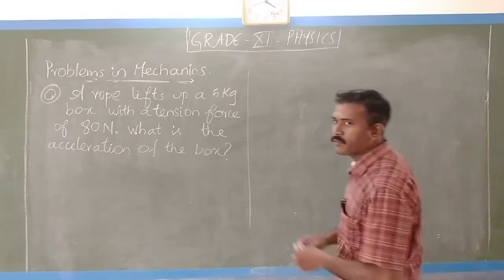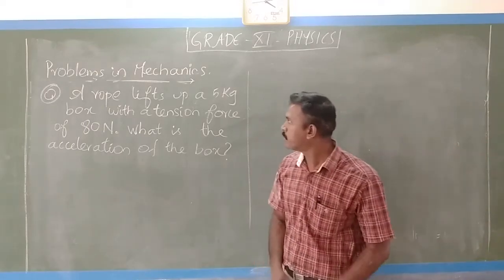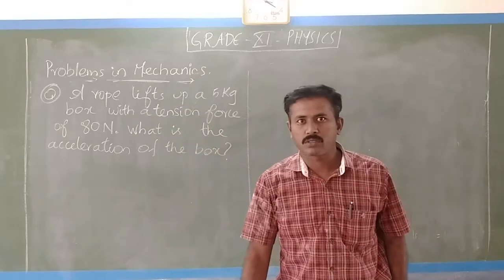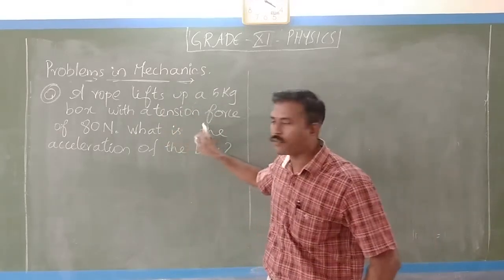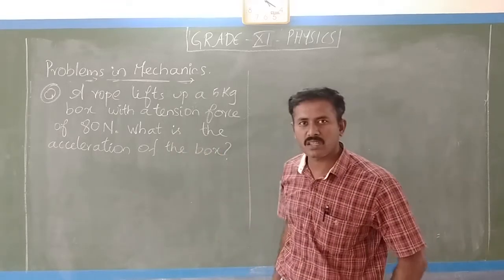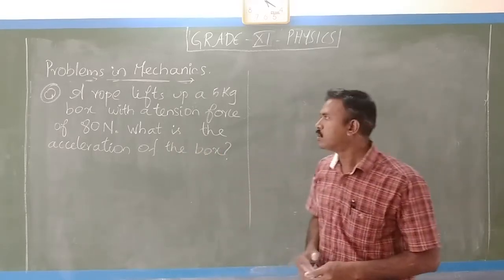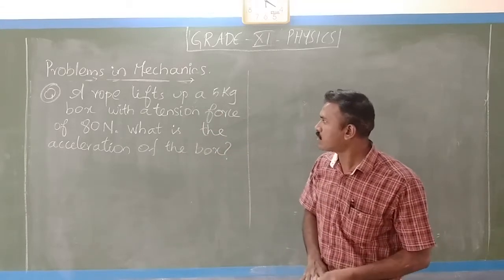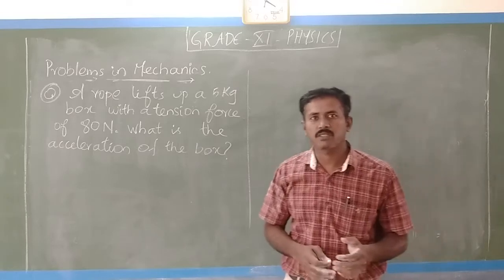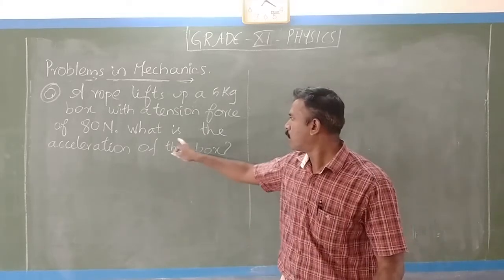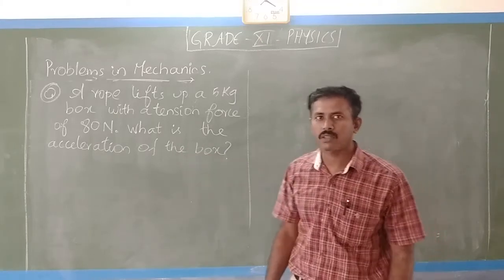Now students, finally a simple problem. A rope lifts up a 5 kg box with a tension force of 80 Newton. What is the acceleration of the box? So a rope lifts up a 5 kg box with a tension force of 80 Newton. What are the parameters given? Here we have a tension force. What is the acceleration of the box? I will draw the diagram first.